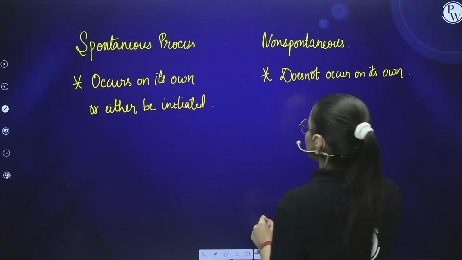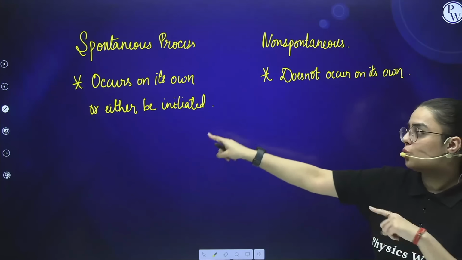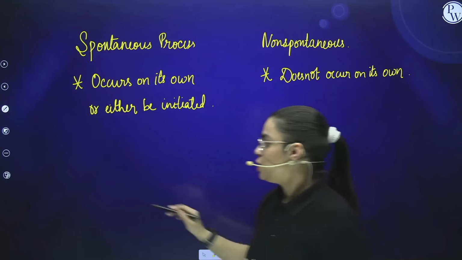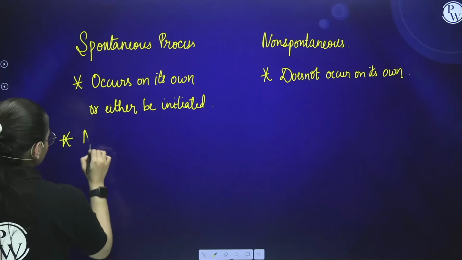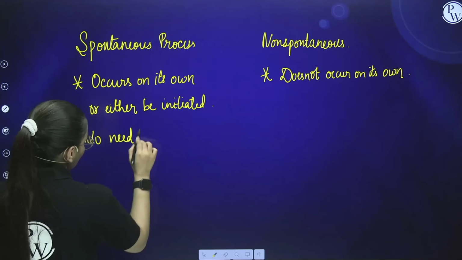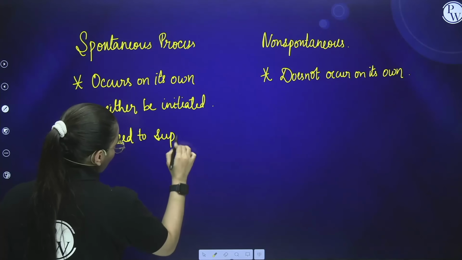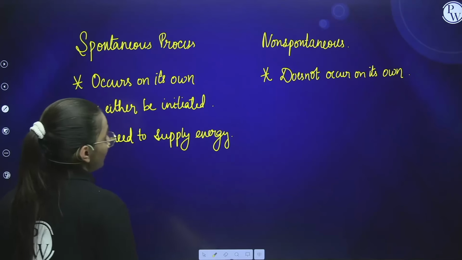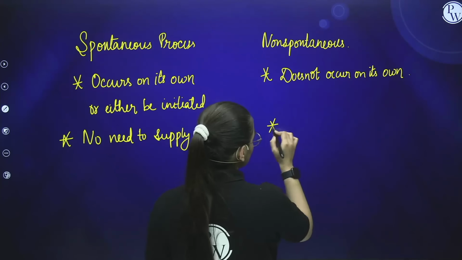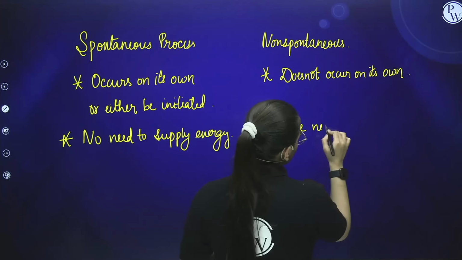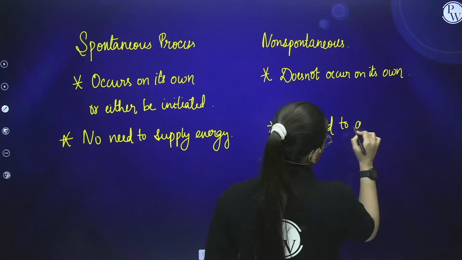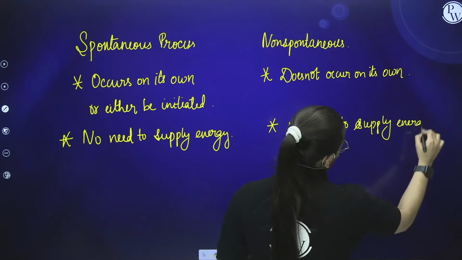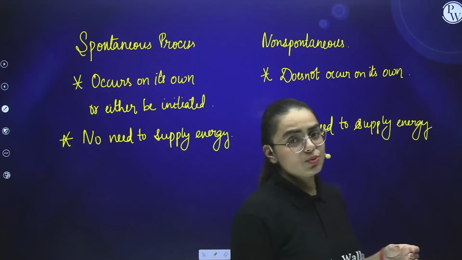Is it clear? Now students, other than this, here there is no need to supply energy. Here we need to supply energy so that the reaction could complete. So we can write here: no need to supply energy. And here we need to supply energy so that the reaction could complete. Now, this was the very basic difference.